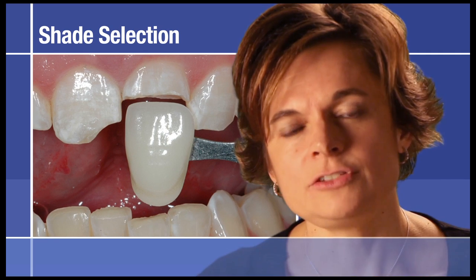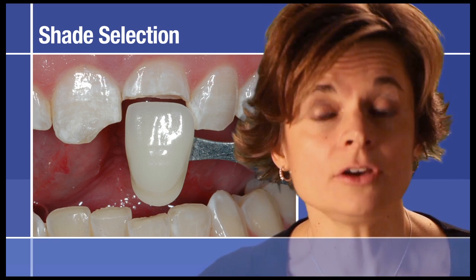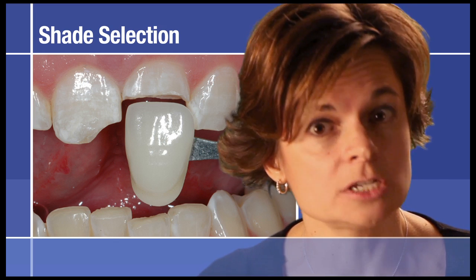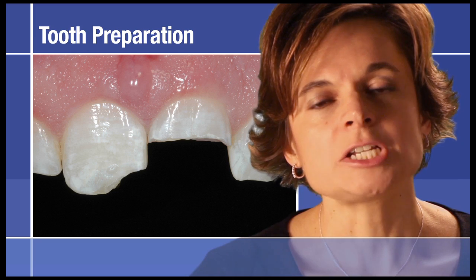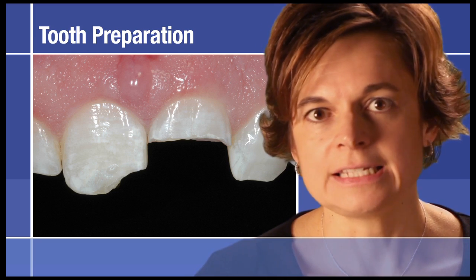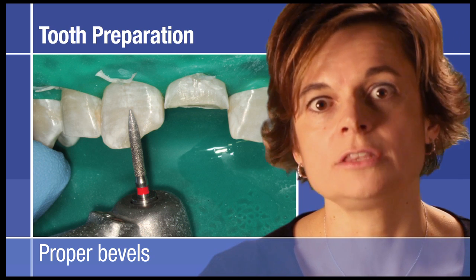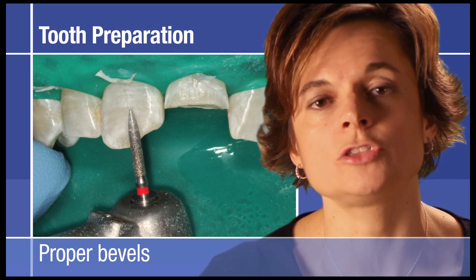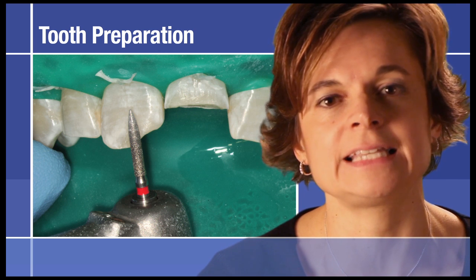We really have to do shade selection according to the area we're going to restore, the location of the planned restoration. Clearly here, the fracture line is very, very defined, and if we don't do a proper bevel prior to the restoration, the transition between the restoration and the tooth will show very clearly at the end, and we will never be able to mask that transition.